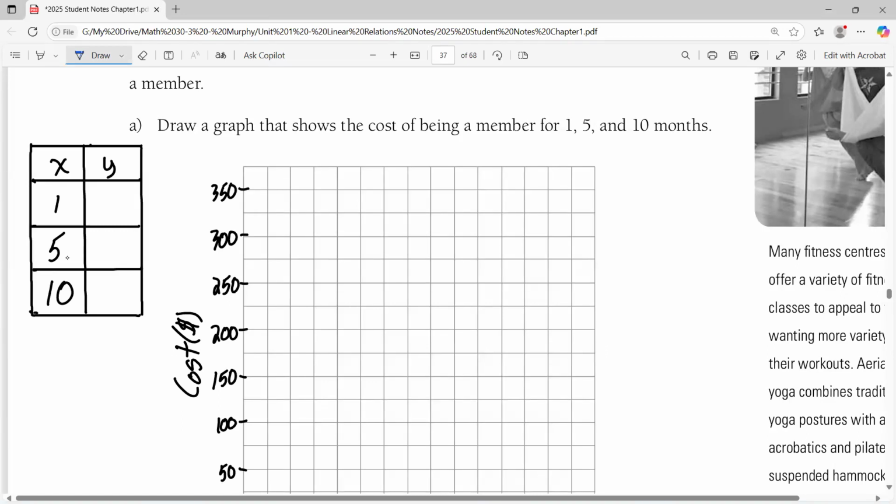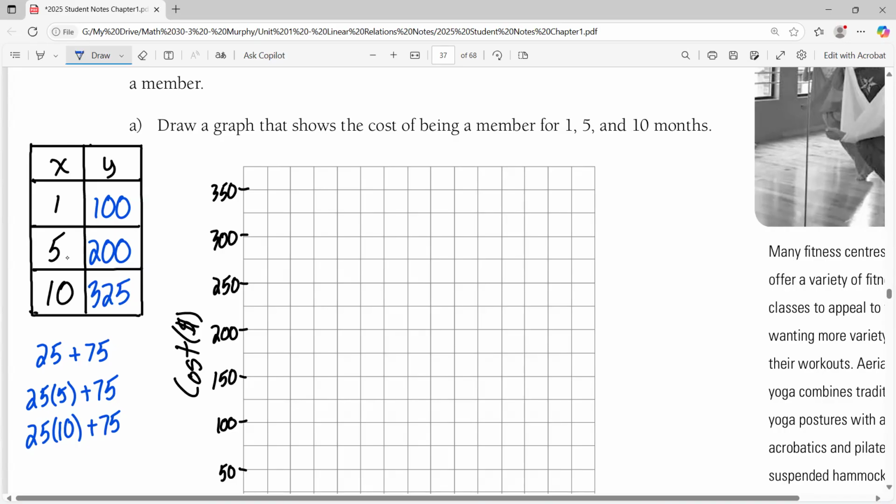So $25 for 1 month plus the 75 flat rate. So it's going to cost you $100. For 5 months, you're going to have to go 25 times 5 months and add on the flat rate. So 200. And then it'd be 25 times 10 months plus that $75 flat rate fee, and you get 325.